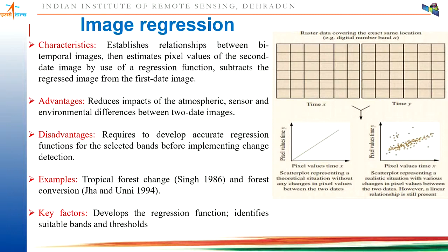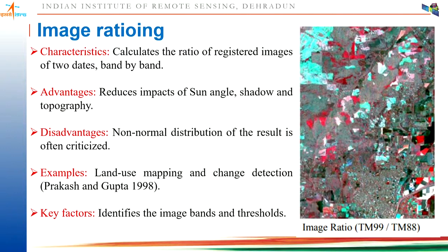I have listed out the work which was done using such techniques. As you can see, in 1994, Jha and Unni published one paper on forest conversion. Singh in 1986 published a paper on tropical forest change using image regression. If you want to find out more about this technique, you can look into these papers.